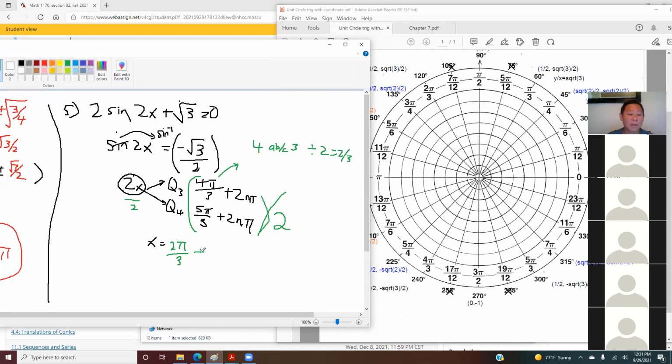And don't forget that this 2n pi has to be divided by 2. So the 2 and 2 will cancel, and what you get in this case is just n pi. So this is for quadrant 3. Quadrant 4, you also have to take this divided by 2. So now you do 5 ABC 3 divided by 2. And what do you get?